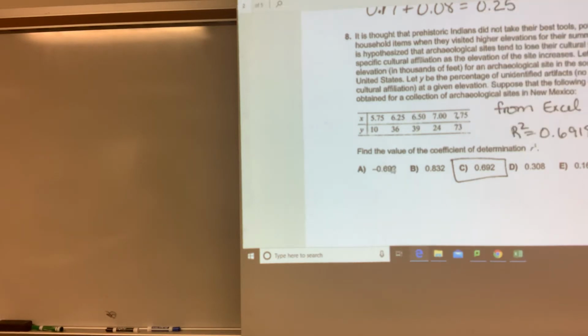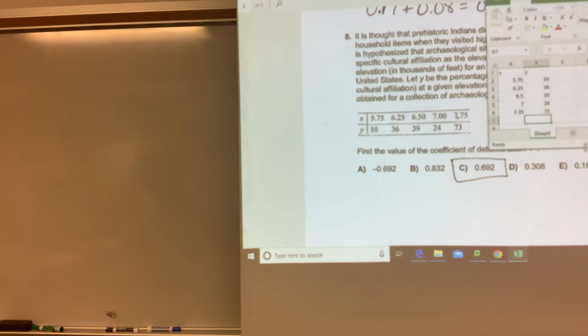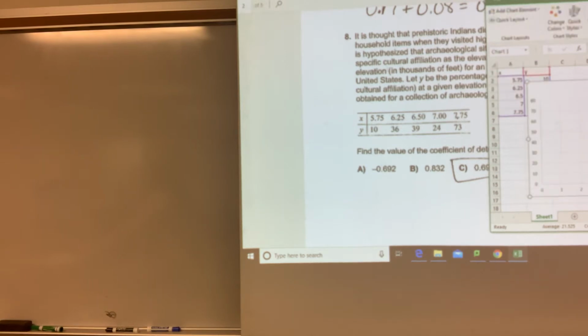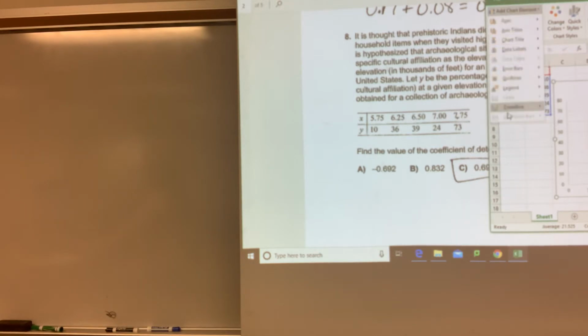So what we want is the coefficient of determination. There are 2 ways to do that. My favorite way is to put in a chart. There we go, a scatter chart. So I did insert chart, and then I want to add a chart element, trend line, more trend line options. And if I go all the way down, I'll see that I'm going to have the equation and the r squared. Let me close that little box.